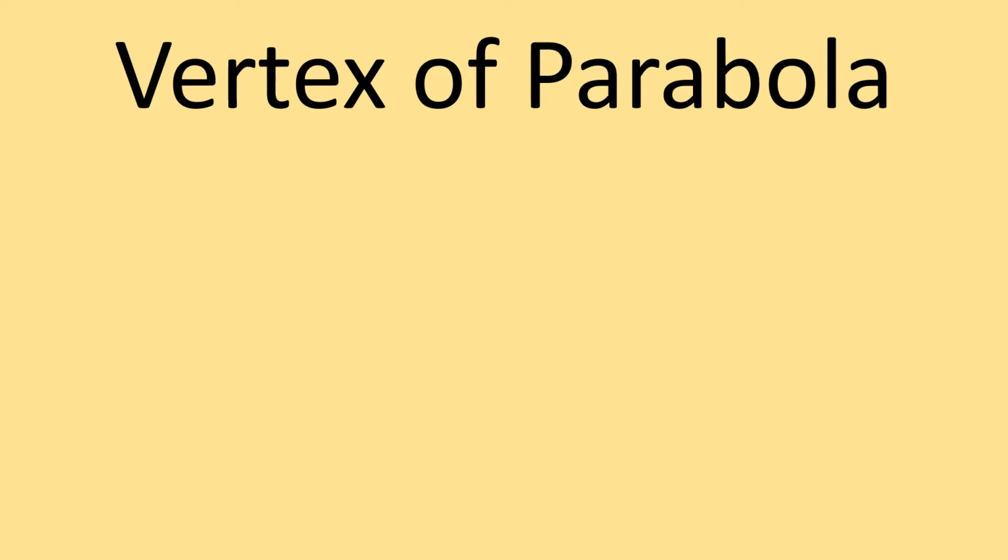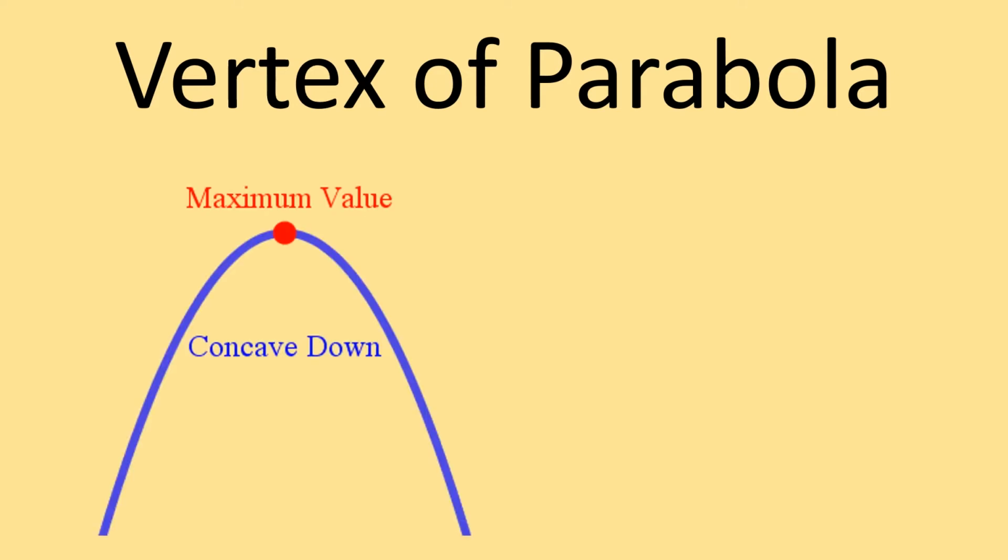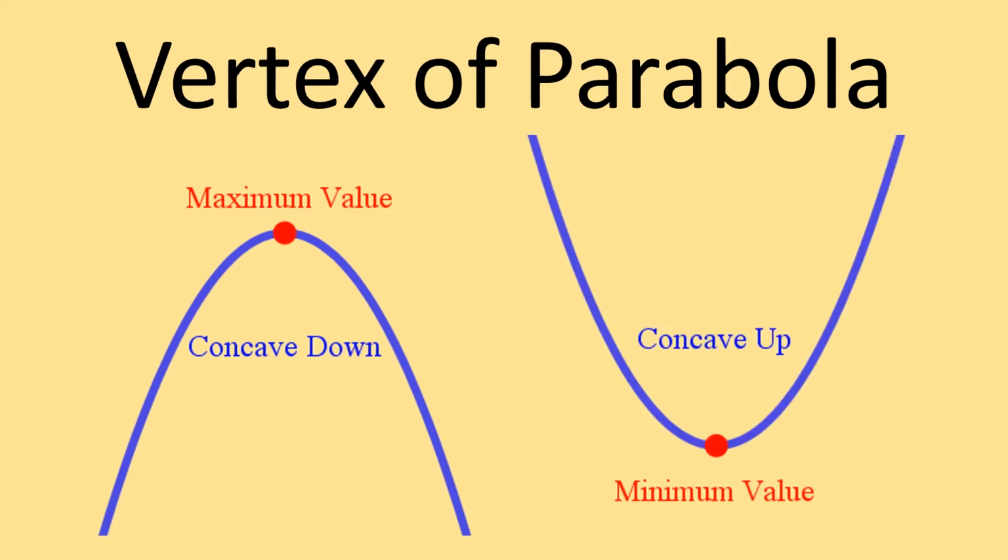If you recall, if you have a parabola that's concave down, your vertex is going to be the maximum value or the peak of your function. And if you have a parabola that's concave up, your vertex is going to be the minimum value or the lowest point on your function.